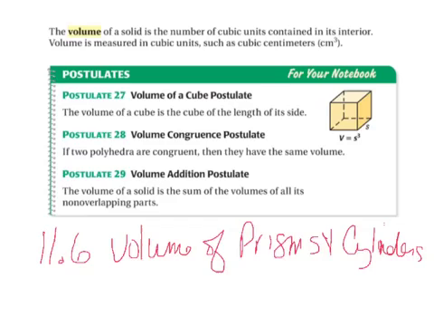The volume of a solid is the number of cubic units contained in its interior. Volume is measured in cubic units, such as cubic centimeters, cubic feet, cubic inches, cubic millimeters, cubic anything of length. We have a few postulates. Postulate 27 is volume of a cube. Okay, a cube, all the sides are the same length, so the volume of a cube is the cube of the length of its sides.